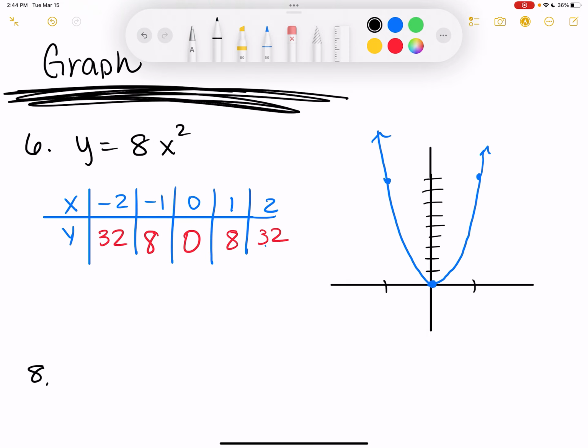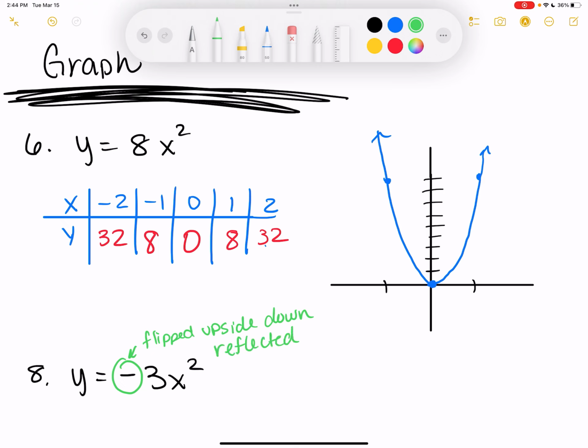All right, number 8. y equals negative 3x squared. Now, something to note. If there's a negative out here, this means that it's going to be flipped upside down. Okay? In math, we officially call it reflected. So, like, instead of, like, if you live right here. Mhm.